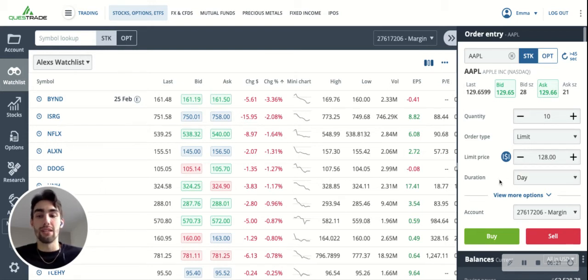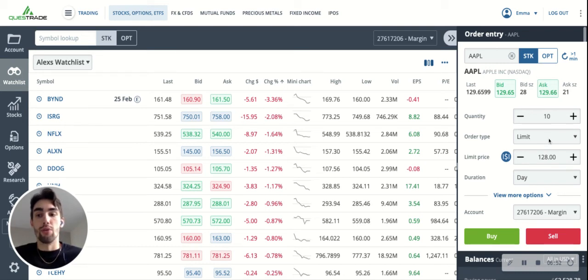And basically what that's saying is if Apple does not fall down to the price that you specify, so say Apple rises in price and goes to 130, and it never reaches 128 by the end of the day, then your order will cancel and it will not fill, and the next trading day you can come back in and try it again. The duration of the day means that if it doesn't fall or rise to the price that you specify, then you're out of luck and it's going to cancel.